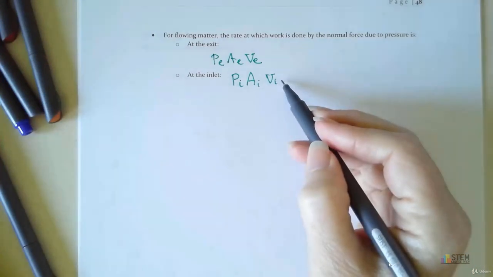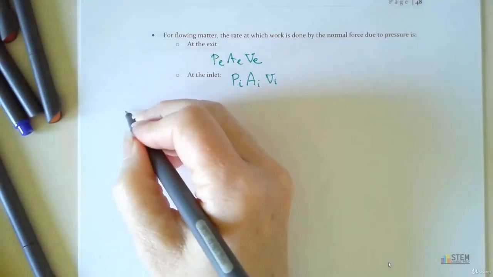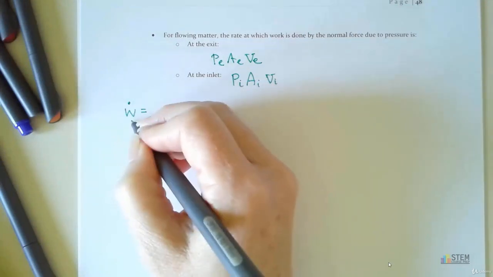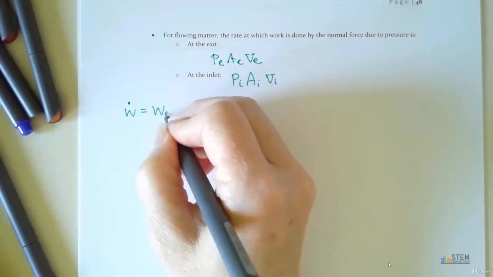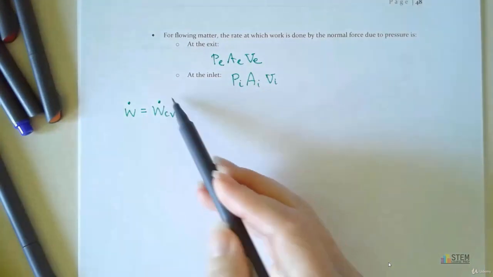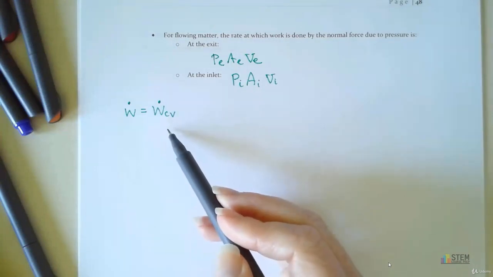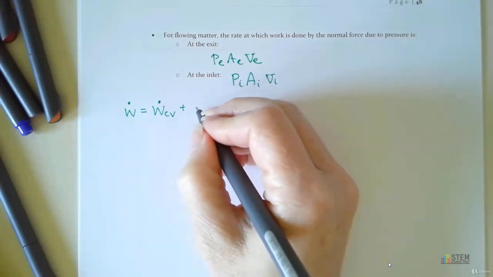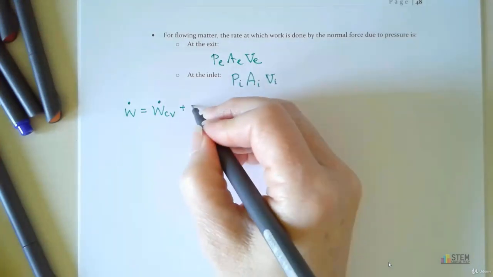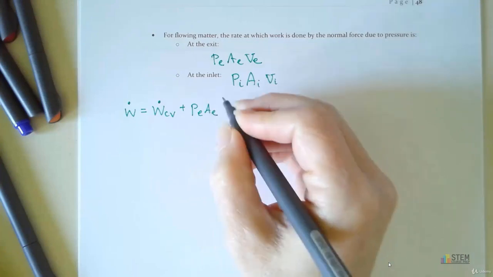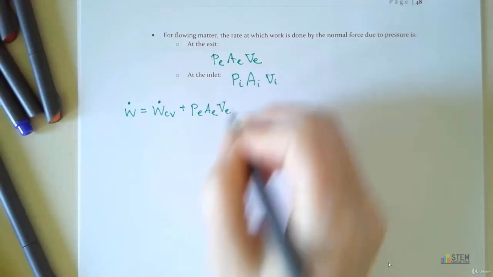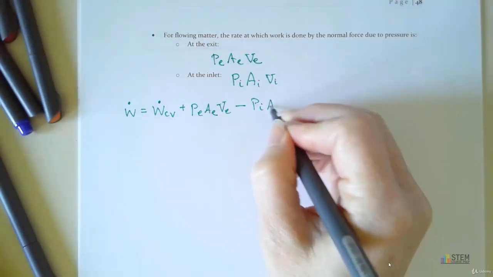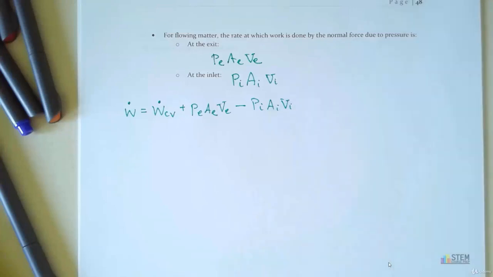Now that we've got these two established, let's get our total work, because remember we said we were putting it into two pieces. So our total work will be W dot. That's going to be equal to the work from all the external things. So if you have a rotating shaft, for example, that work is going to go in here, plus our exit, so the work done due to mass being moved out, minus the one at the inlet. So PI, AI, VI.